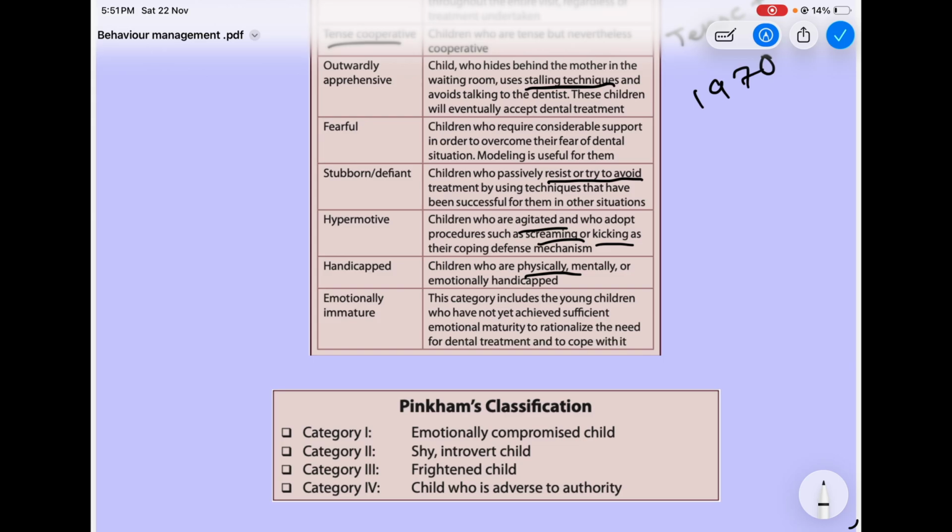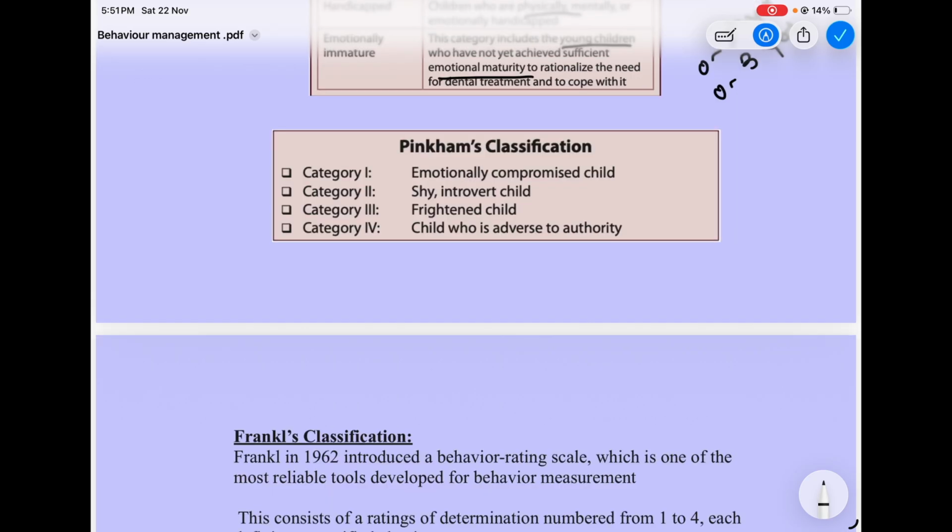Emotionally immature. This category includes the young children who have not yet achieved sufficient emotional maturity to rationalize the need for dental treatment and to cope with it. So, in psychology, emotionally immature children are 0 to 5 years of age, and in pediatric dentistry, the age range is 0 to 3 years. Then, the second classification is Pinkham's classification, given by Pinkham in late 1970s or early 1980s.